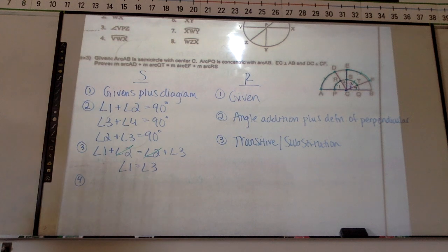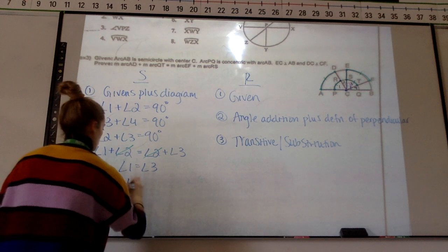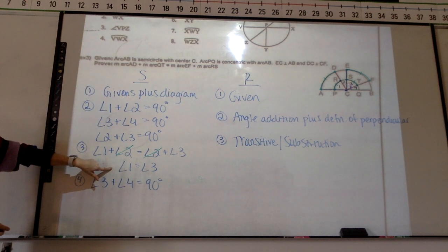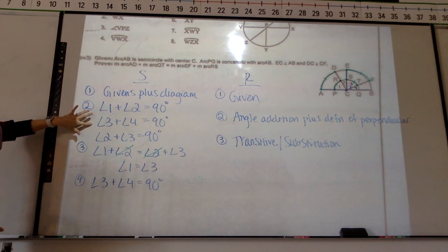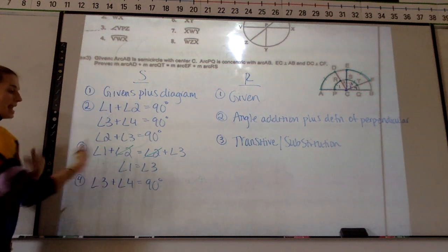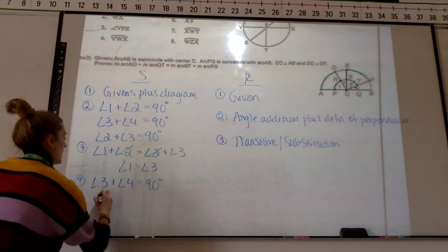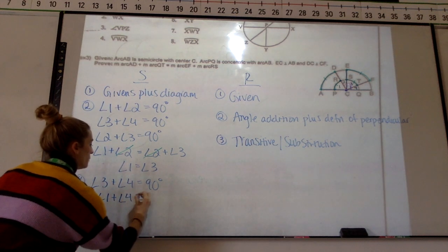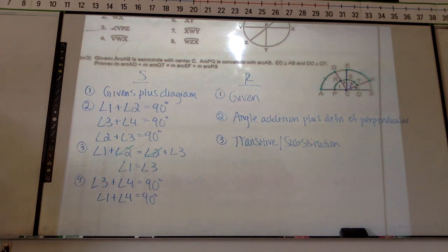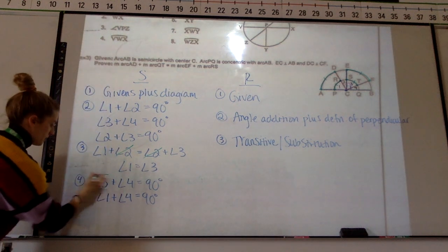From here, we know that angle 3 plus angle 4 must equal 90. How do we know that? If angle 1 equals angle 3, and right here I'm referencing back to angle 2. If angle 3 plus angle 4 equals 90, now I can use what I stated here to make a substitution for 3. Therefore, I know that angle 1 plus angle 4 must equal 90. Doing some substitution here. And so that's number 4. I made this substitution right here.